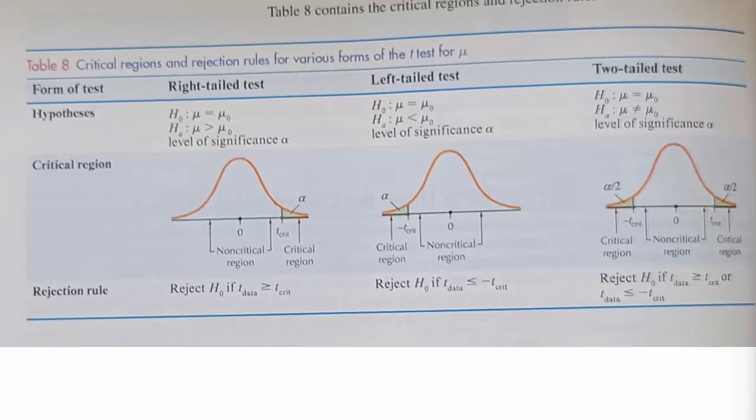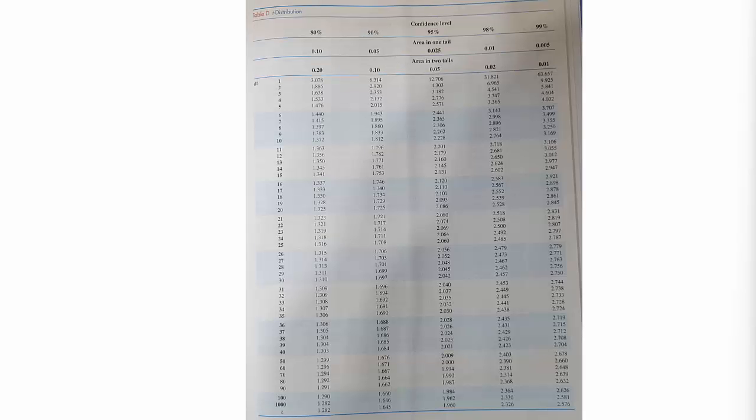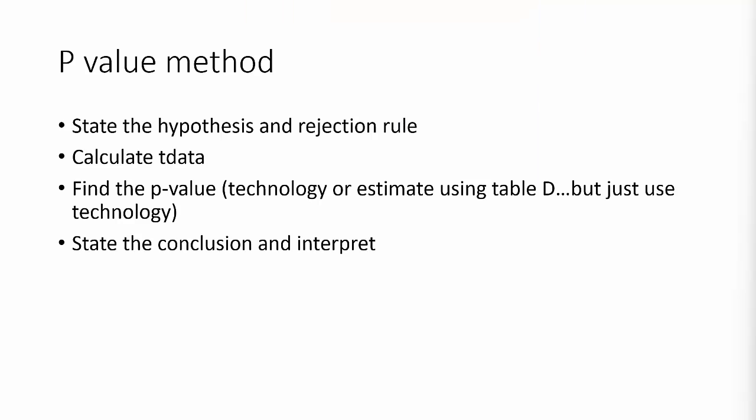Now, finding T crit is actually a pain because we have this table and we have to figure out our degrees of freedom. We need to figure out our confidence level. We need to figure out our area if we're doing a one-tailed or two-tailed. And then we have to do some subtraction, and it's a pain. So know that it exists, but I'm going to show you an easier way to do a t-test without this table. So we're going to do the p-value method for t.